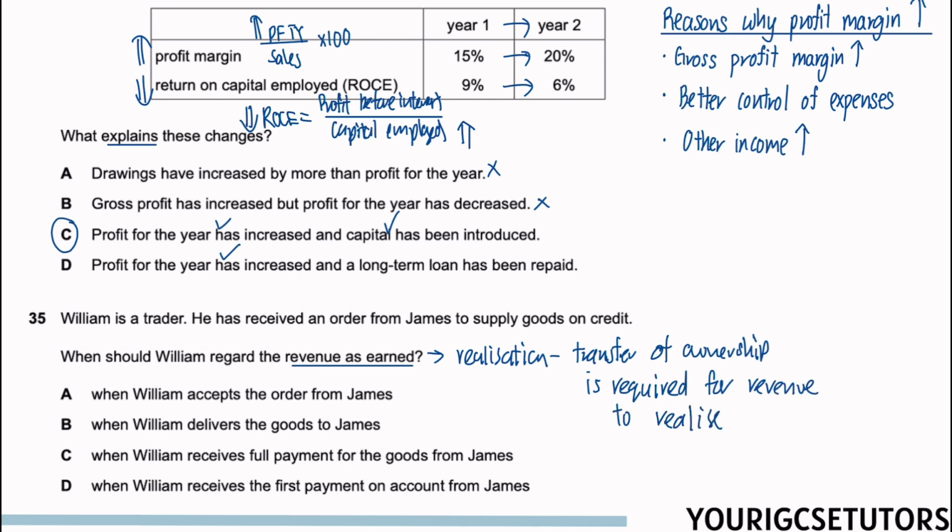Okay, A, when William accepts the order from James. No. When William delivers the goods to James. Yes, because this shows that there's a transfer of ownership from William to James. Full payment, first payment. So payment doesn't matter because they're on credit. The concept of realization we need to follow, which is the transfer of ownership. So we know that B is the answer.